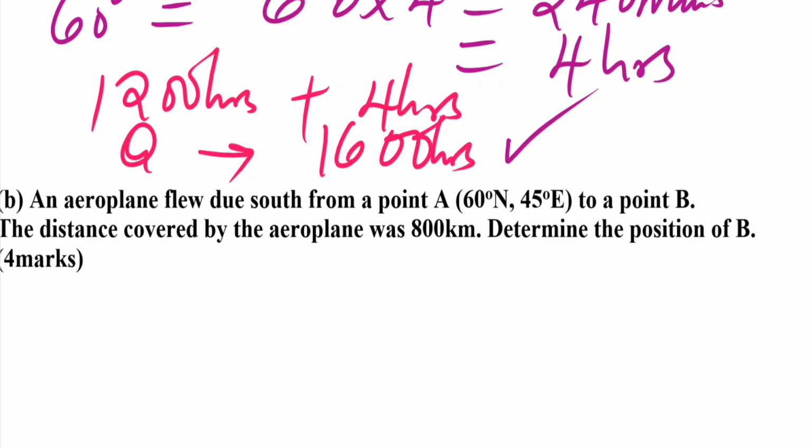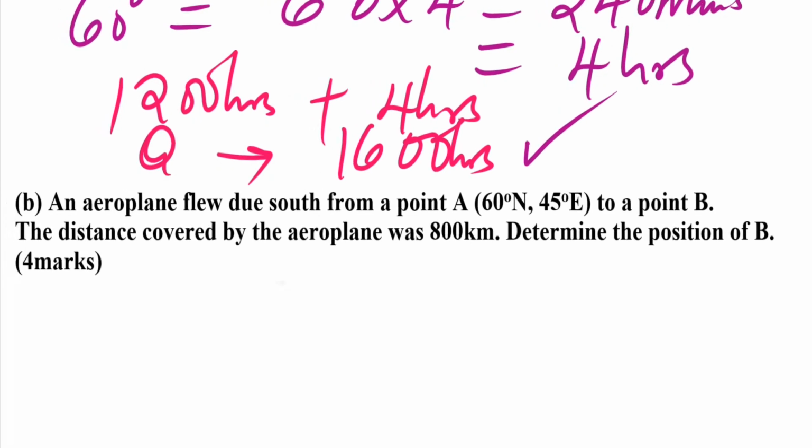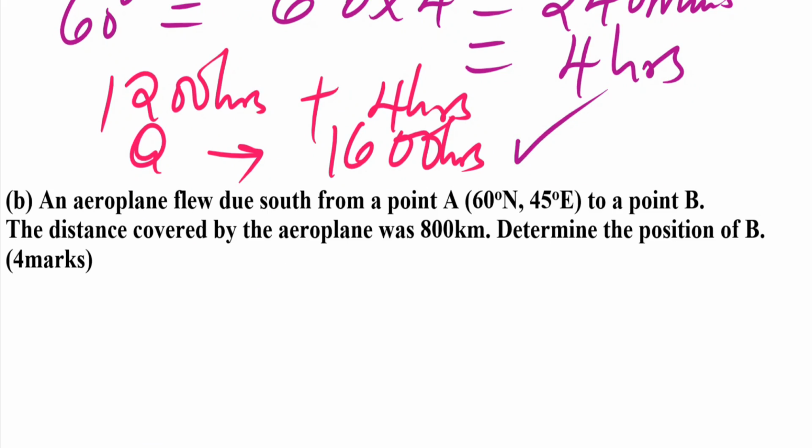So that is how you work out that part. Let's go to part B. Part B: an aeroplane flew due south from a point A, that is 60 degrees north, 45 degrees east, to a point B. The distance covered by the aeroplane was 800 kilometers. Determine the position of B, that is 4 marks.